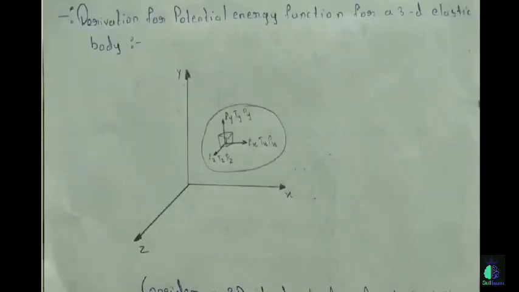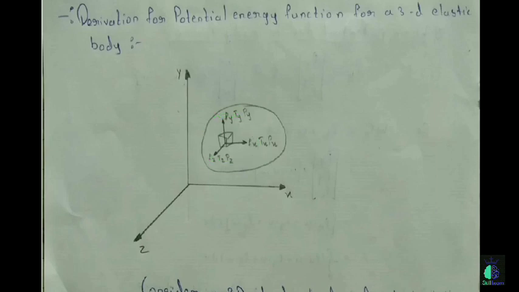Today we are going to discuss the derivation for the potential energy function for a 3D elastic body. So without wasting time, let's get started. Consider a 3D element which is subjected to external forces, that is body force, traction force and point load in x, y and z direction respectively.